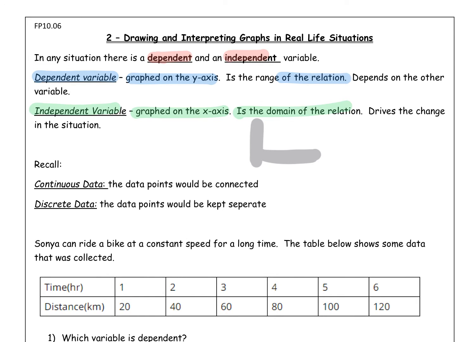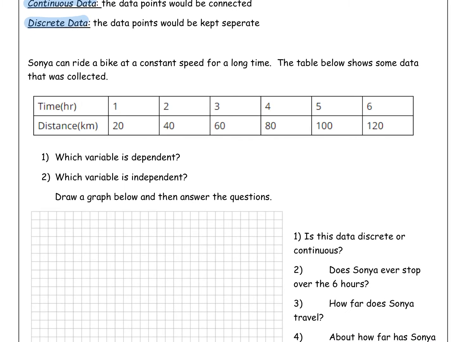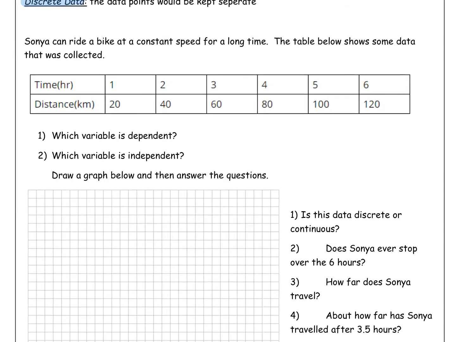Just a reminder that we have both continuous and discrete data. Continuous is where the data points would be connected, and discrete is where they are not connected, okay? So we'll talk about when we connect and when we don't connect. Okay, so let's look at this example.